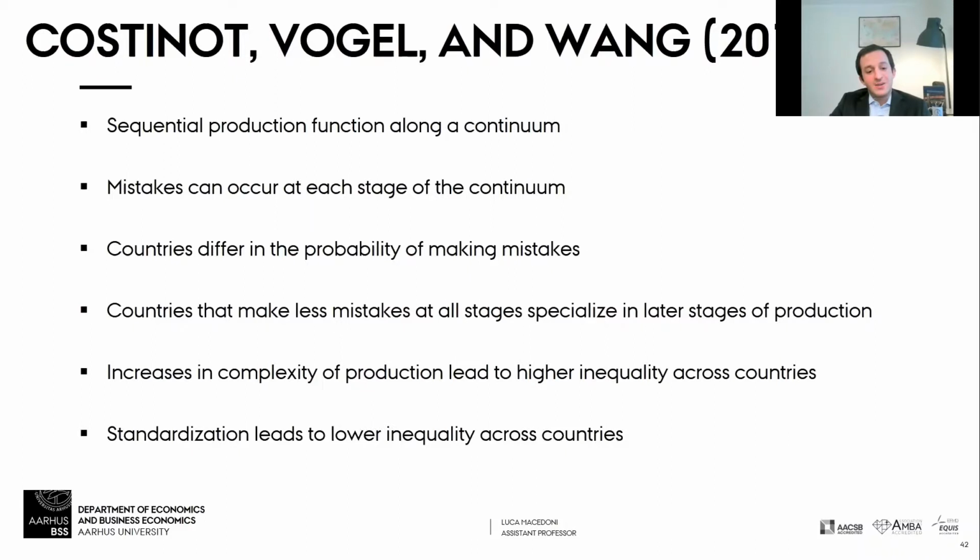If you go the other route, if you standardize production so that you reduce the probability of making mistakes along the continuum, well, that's going to lead to lower income inequality across countries. Okay, so this was just a short parenthesis, and as I said, everything I mentioned in these few slides, that's all you need to know. And of course, if you're interested, you're welcome to look up this paper and the one by Michael Kramer.